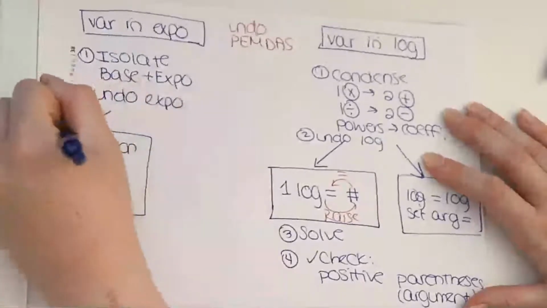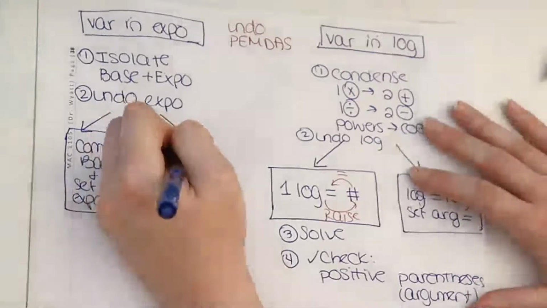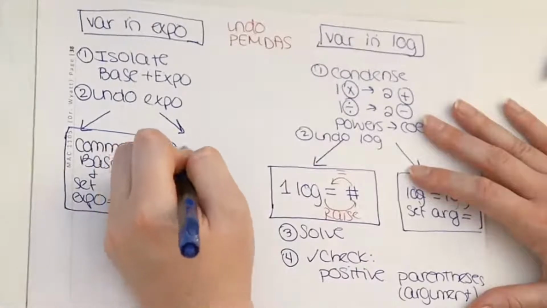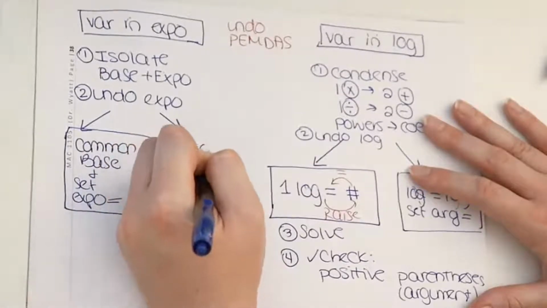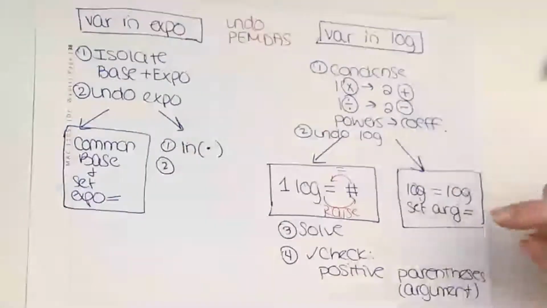The problem with that is that it does not always work. So I wouldn't bank on getting a common base. It's fine if it happens, but most of the time what's going to happen to undo that exponent is you are going to take the natural log of both sides, and then you're going to use your log properties.